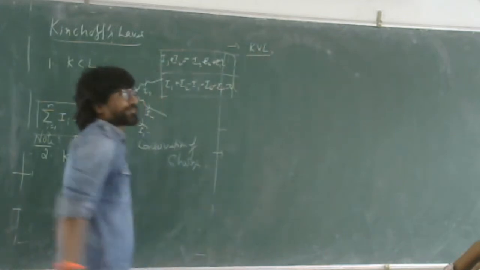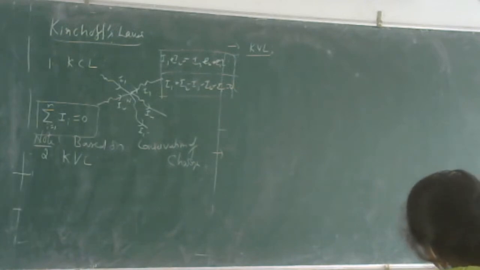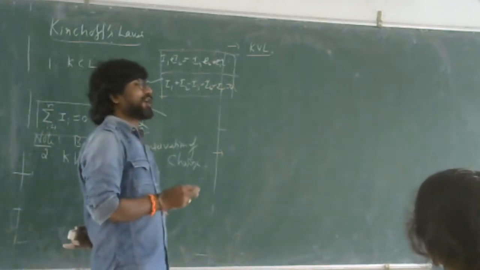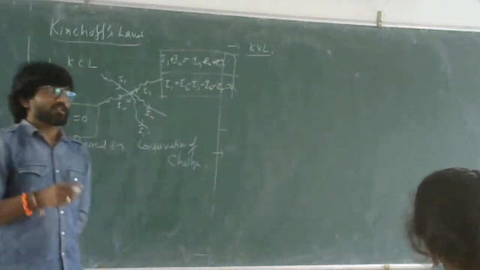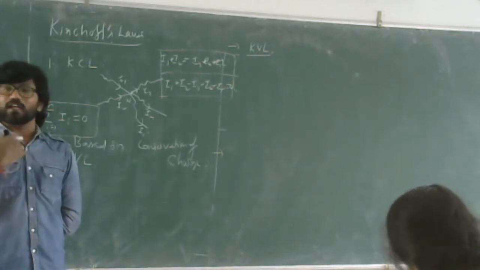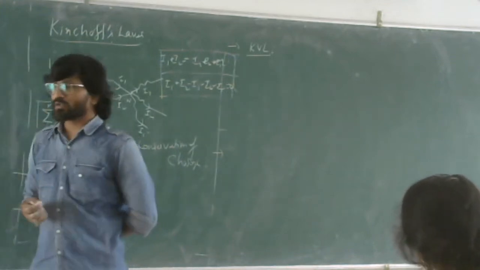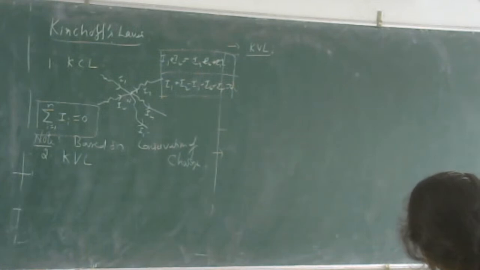Kirchhoff's voltage law: the algebraic sum of all potentials. We can use different words: voltage, potentials, potential differences, or potential drops. Any words we use. Okay. The algebraic sum of all potential drops across every element, or potentials across every element, in a closed loop is equal to 0.